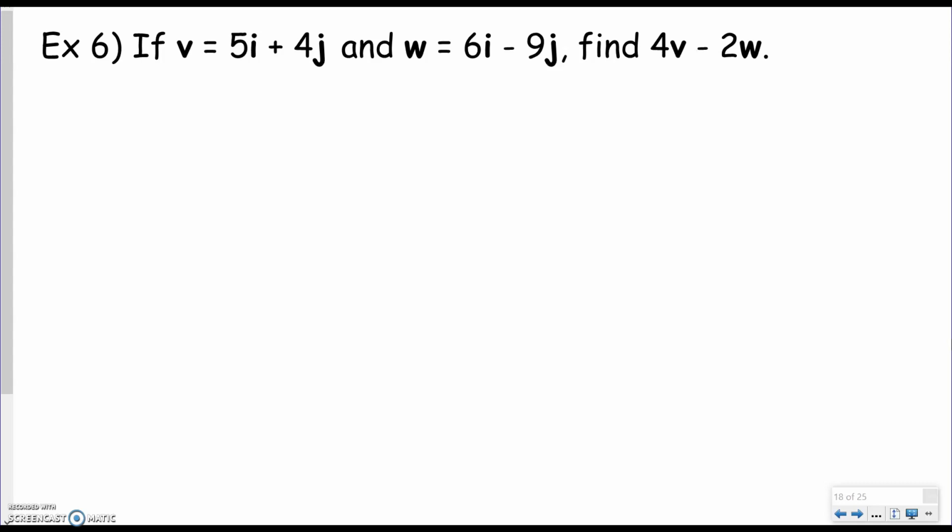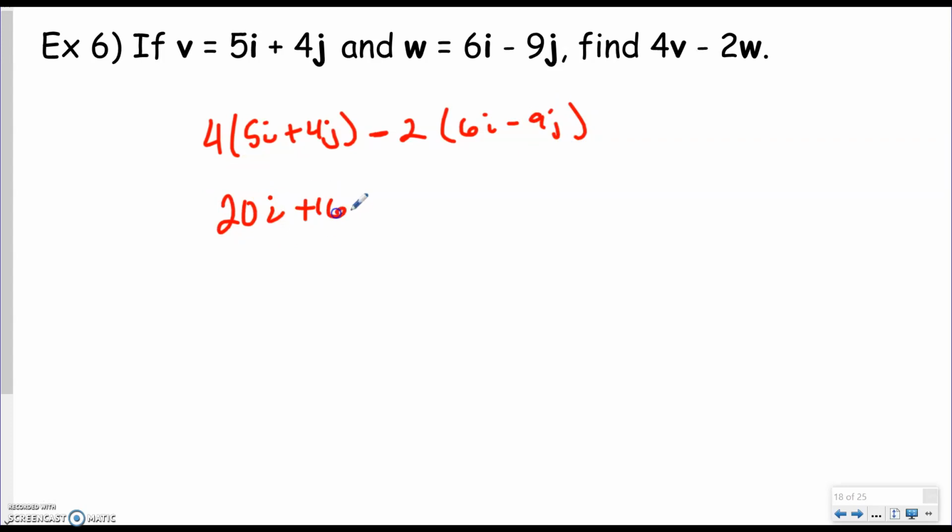For this next one, we have a couple steps here. We're going to do 4v, so we're going to do 4 times 5i plus 4j, minus 2 times w, so 6i minus 9j. We essentially distribute and combine like terms. So 20i plus 16j minus 12i plus 18j. Combine like terms. 20 minus 12 is 8, and 16 plus 18 is 34.